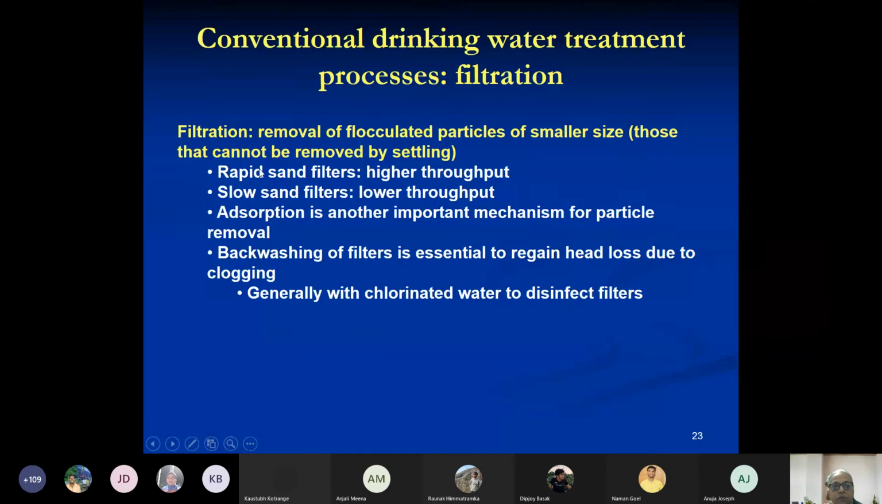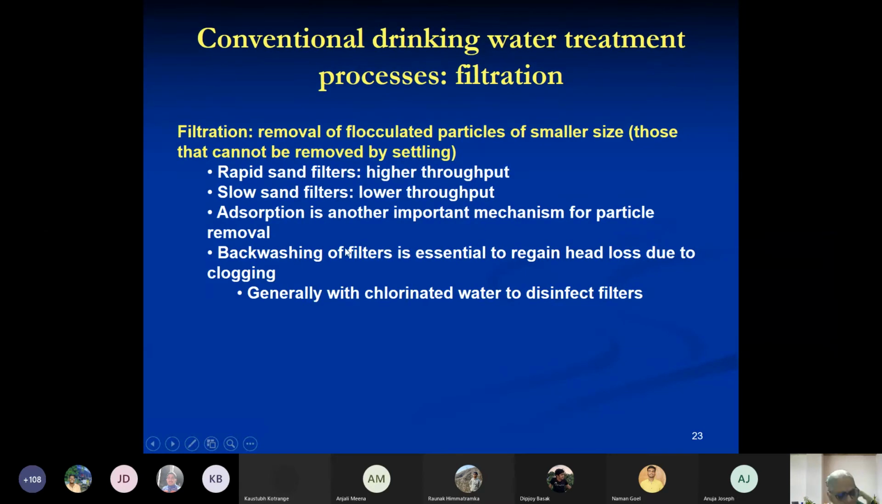So we have two options. For them, we have rapid sand filters and slow sand filters. Slow sand filters used to be very popular. They have low throughput. Throughput means what comes in, what goes out, and they're generally equal. So the throughput is much less in a slow sand filter. In a rapid sand filter, the throughput is much higher.